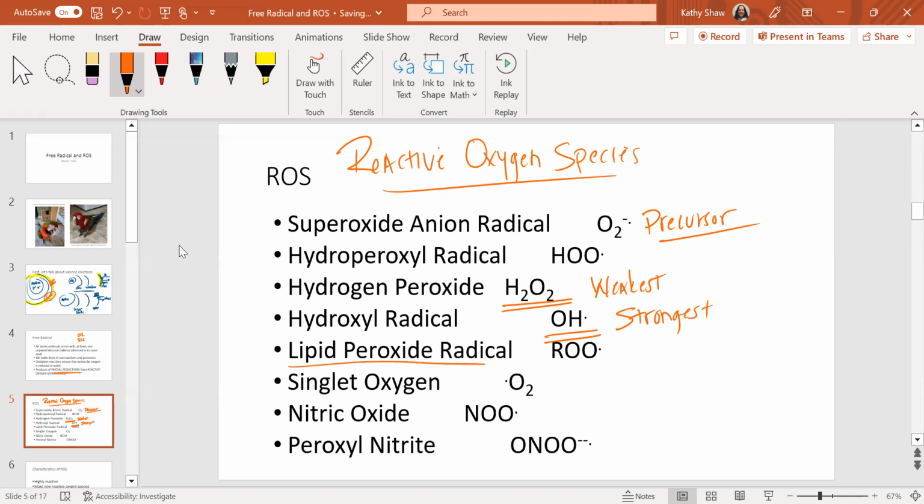We'll have our lipid peroxide radical, and we'll talk about how that and the hydroxyl radical interact. We're not going to do anything now with another reactive oxygen species, nitric oxide. Another one is peroxynitrite. Like I said, we won't really be doing anything with those now, but we will come back to them and talk about them later, probably next trimester.